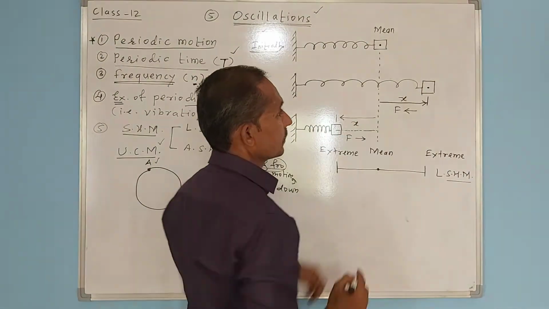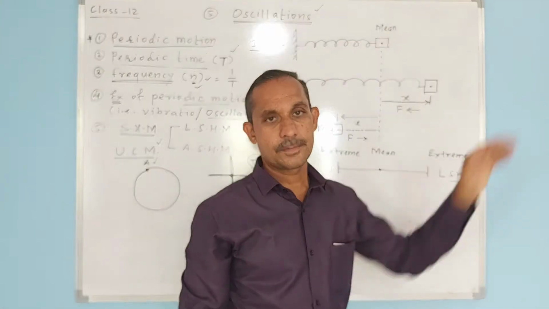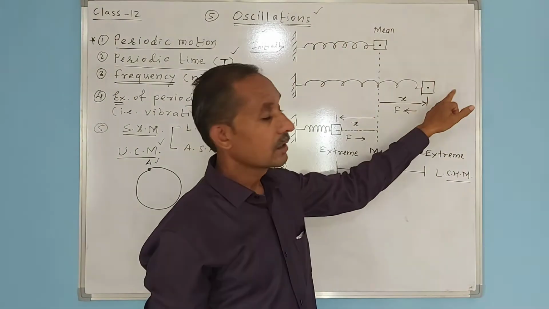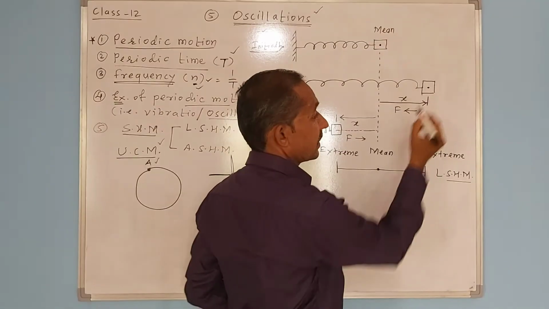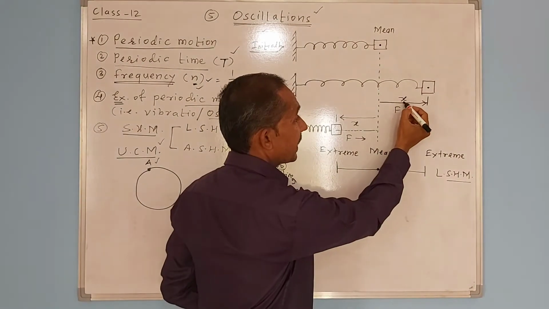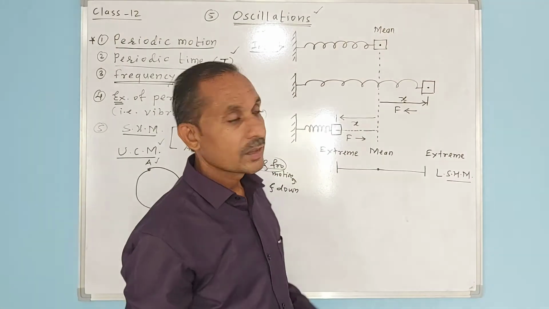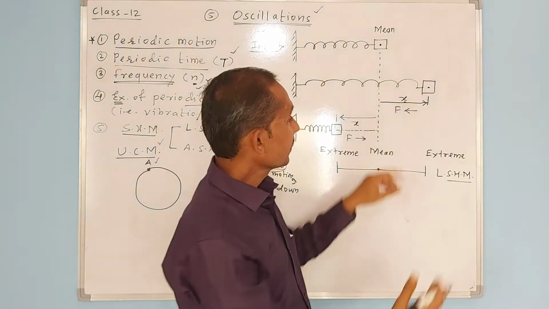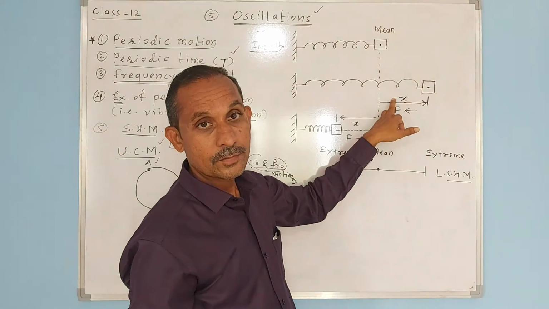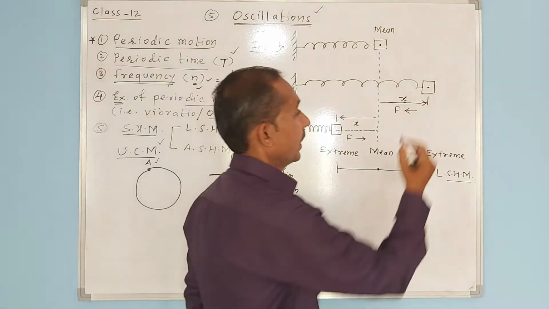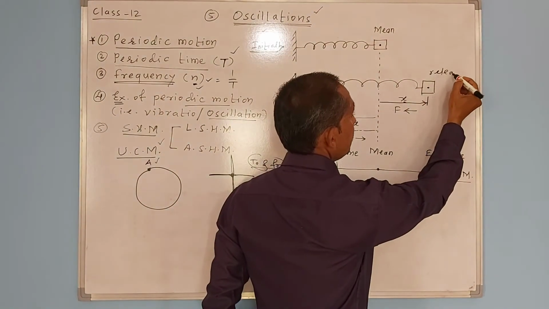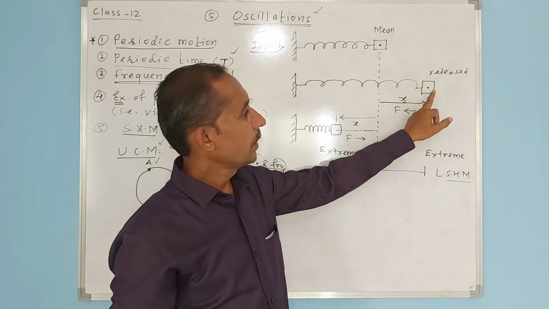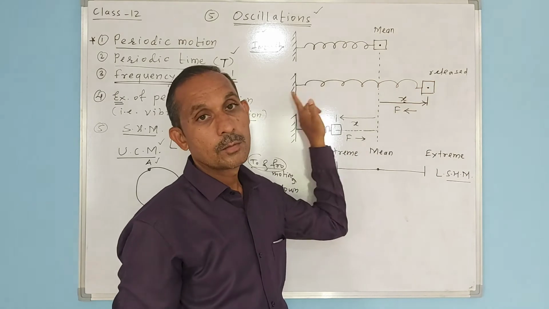Now, this body is displaced towards the right by the distance x, and then released. The body will perform oscillatory motion.